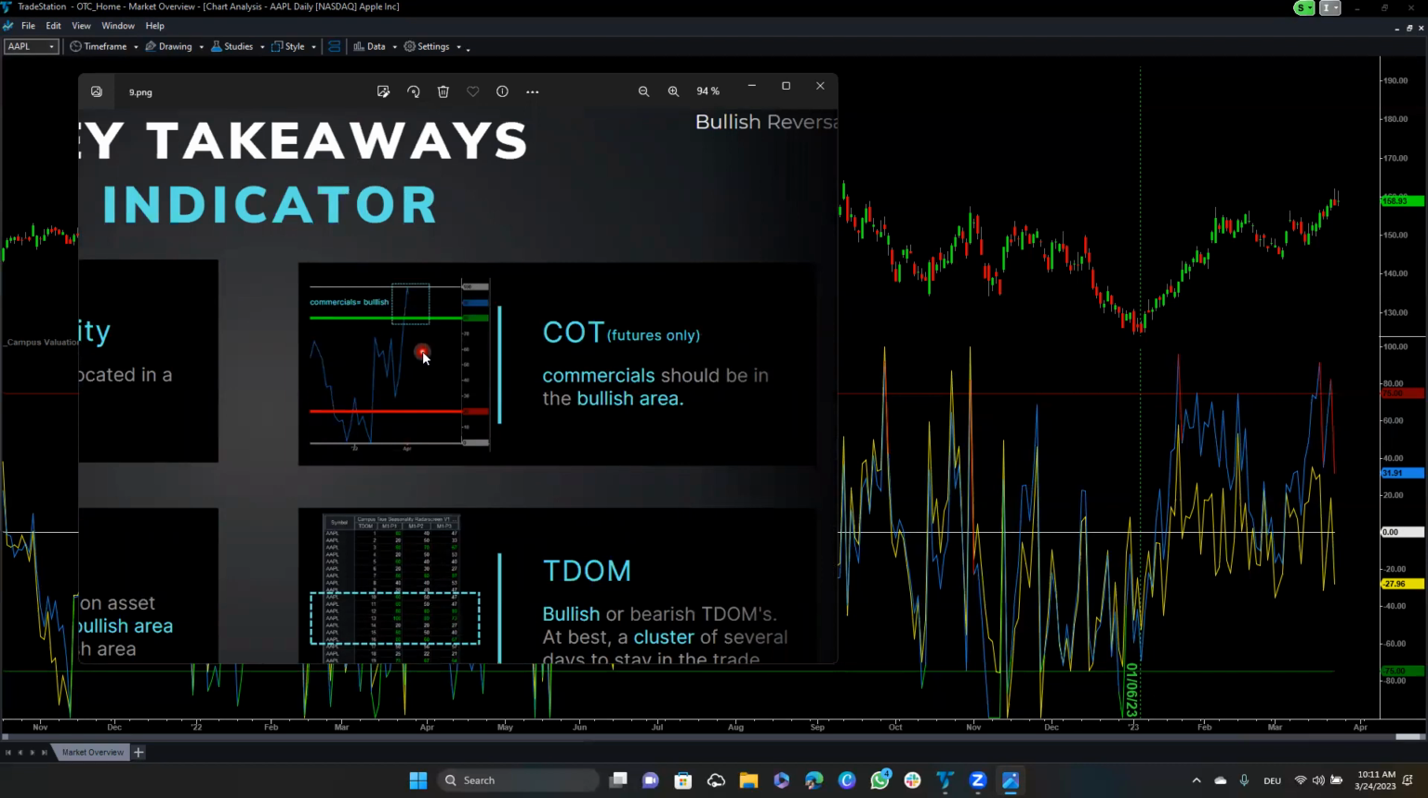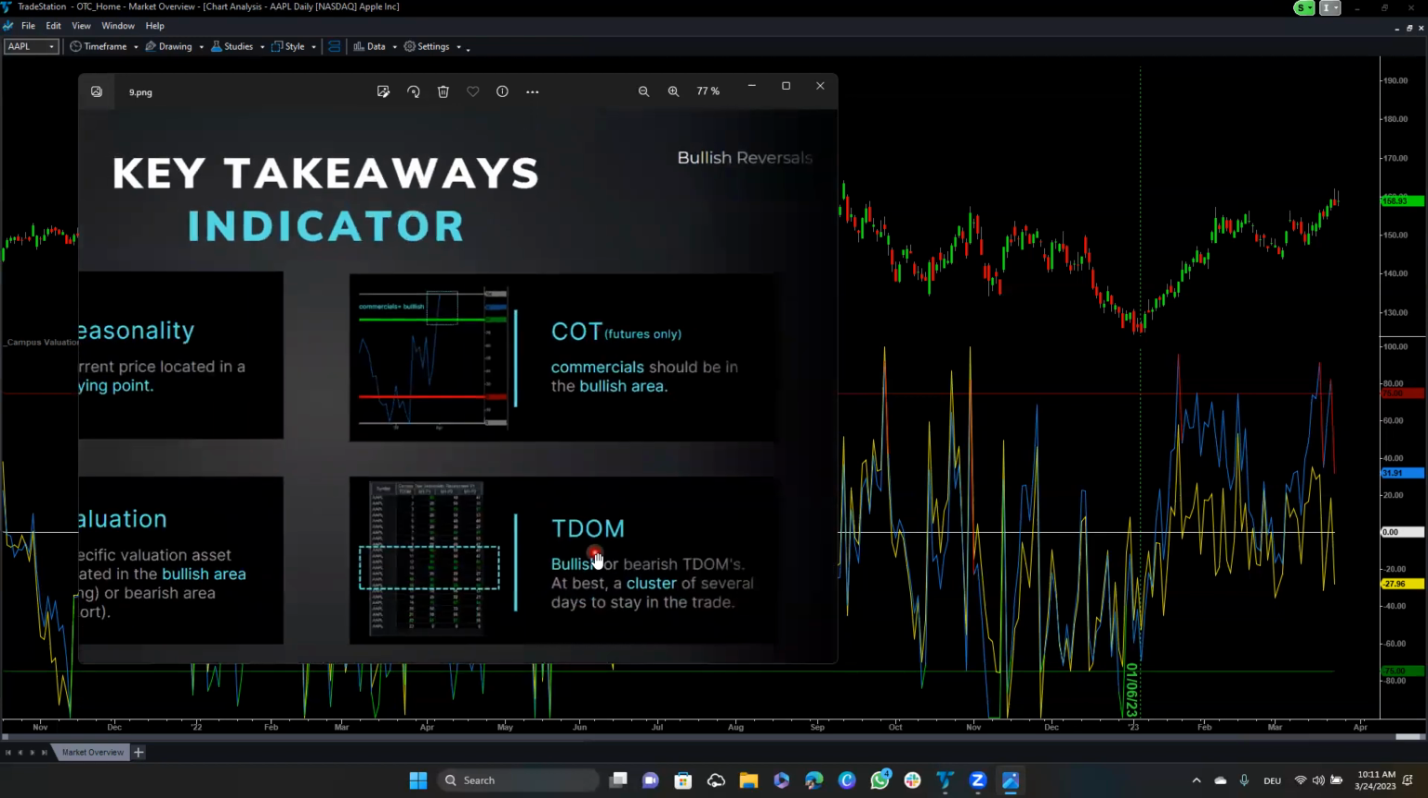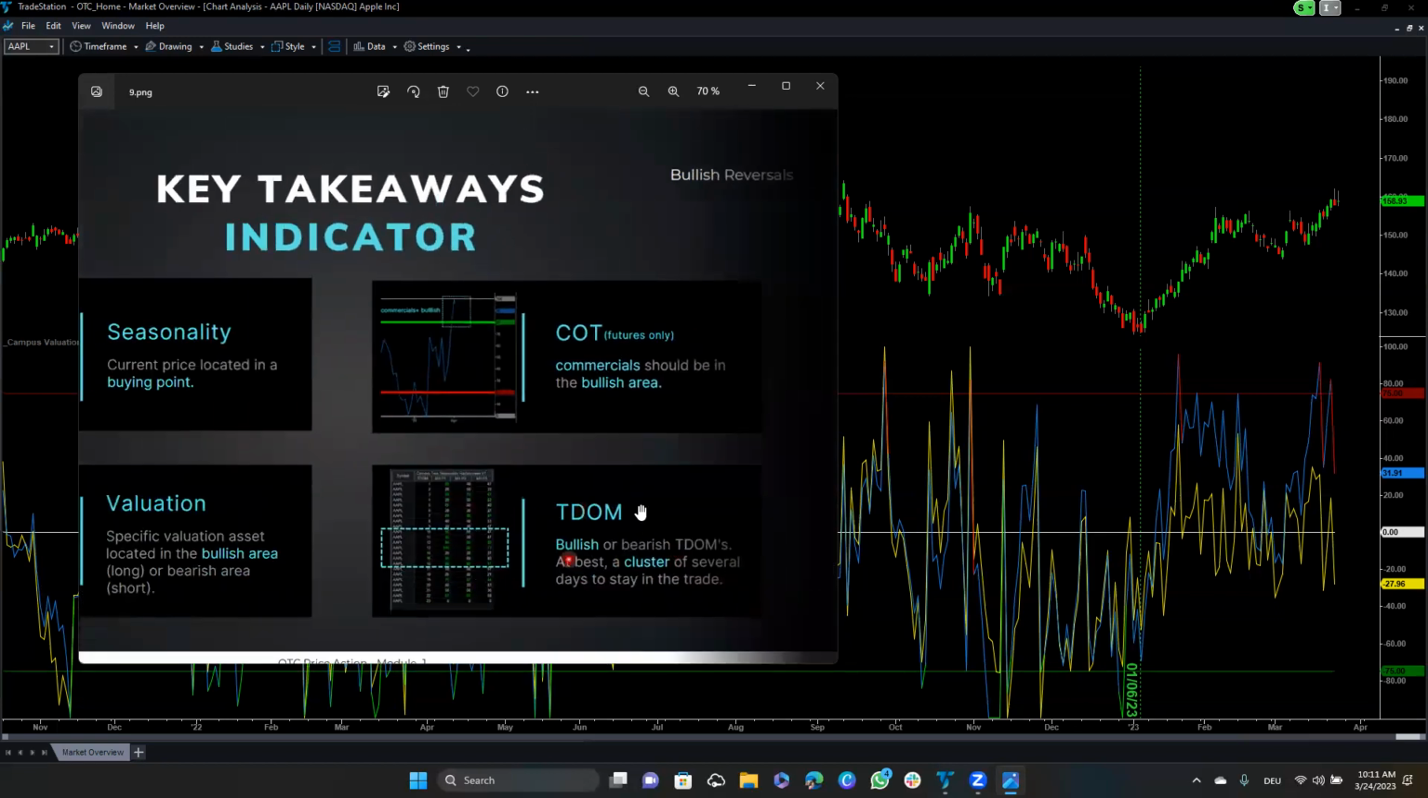But of course, this would be, for example, the S&P 500, right? We want to buy, then we need the COT here, for the commercials, definitely in the bullish area, because that's our job. We want to do the same as the institutions will do with the commercials. The next step is the trading day of the month. So you will check this buying point here with the trading day of the month.